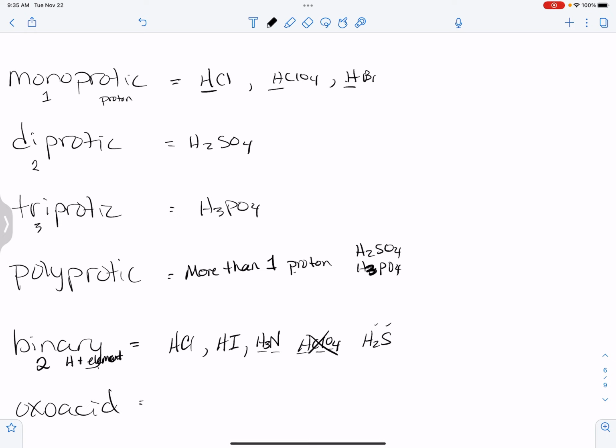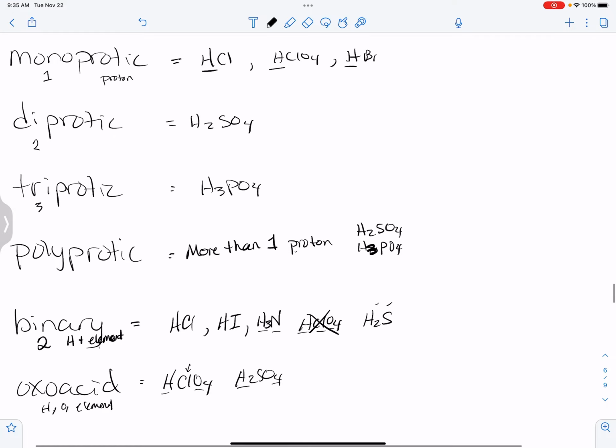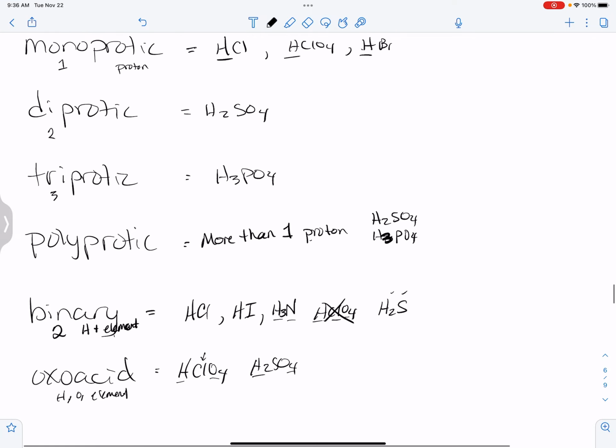And then we have oxoacids, and these have an H, an O, and an element. So that one I crossed out up there, that's one. H2SO4. So you've seen how we're having H's and O's, and then we have an element in the middle. So those are oxoacids, and those will especially be talked about when we're talking about the strengths of acids.